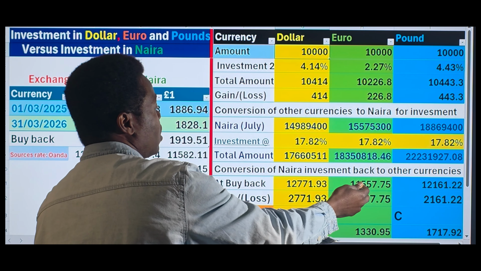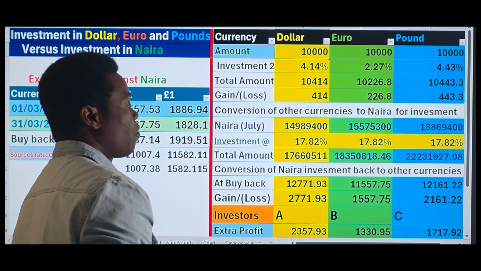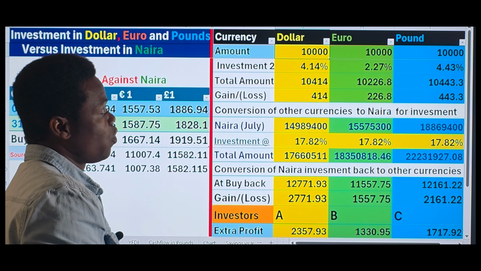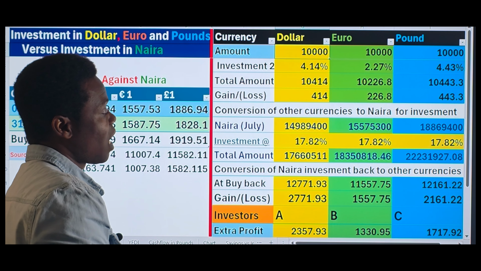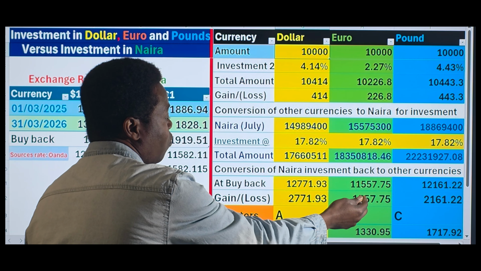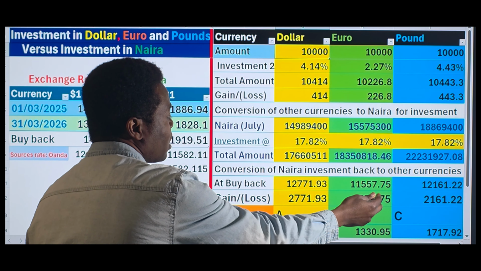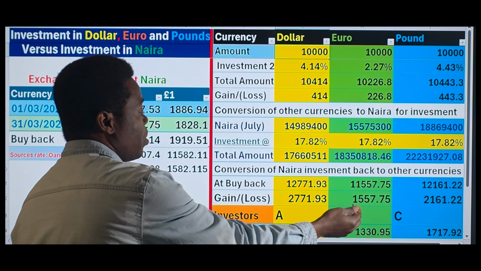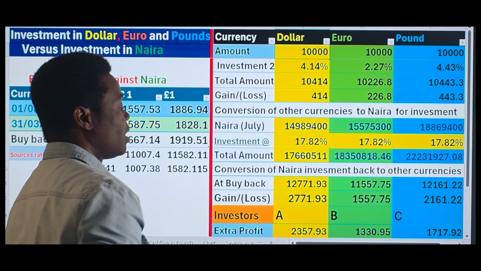Then for him to determine his profit, the 10,000 euro he brought into Nigeria for investment, he will subtract it from the 11,557.75 euro that he made in Nigeria. Then he will have a profit of 1,557.75 euro. This will be the gain he made in Nigeria.